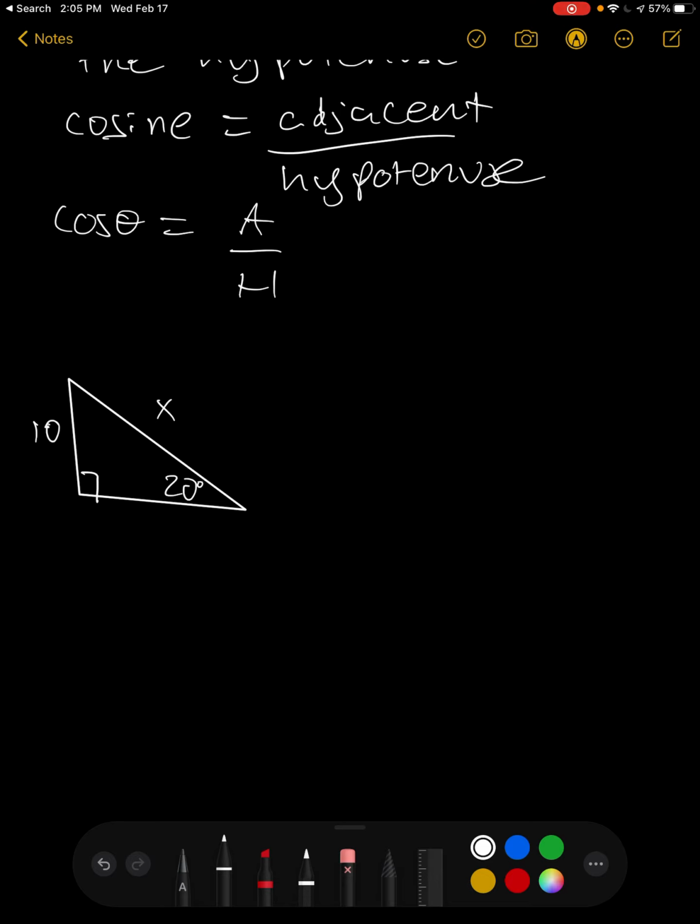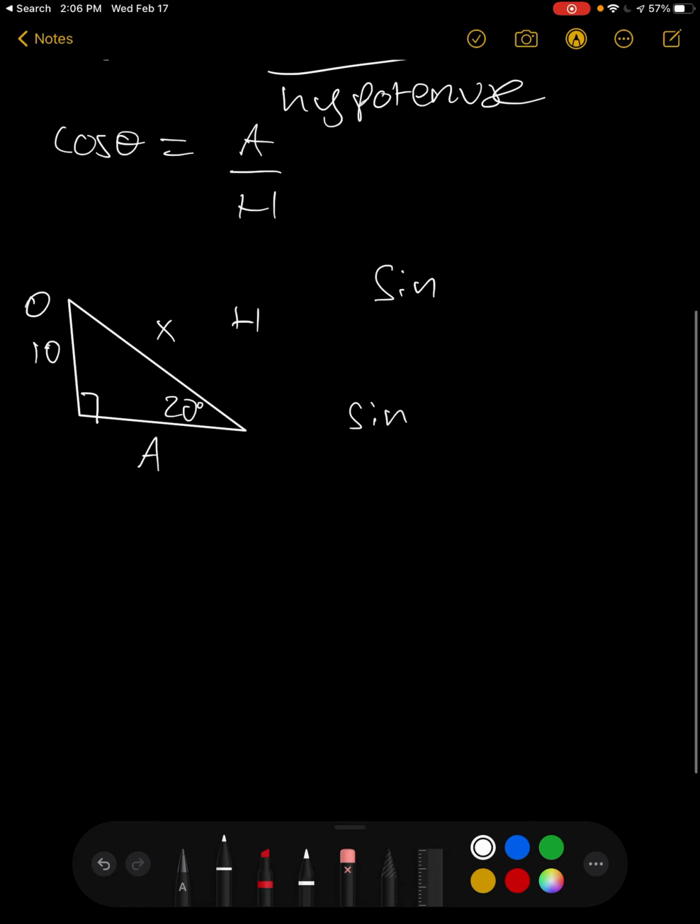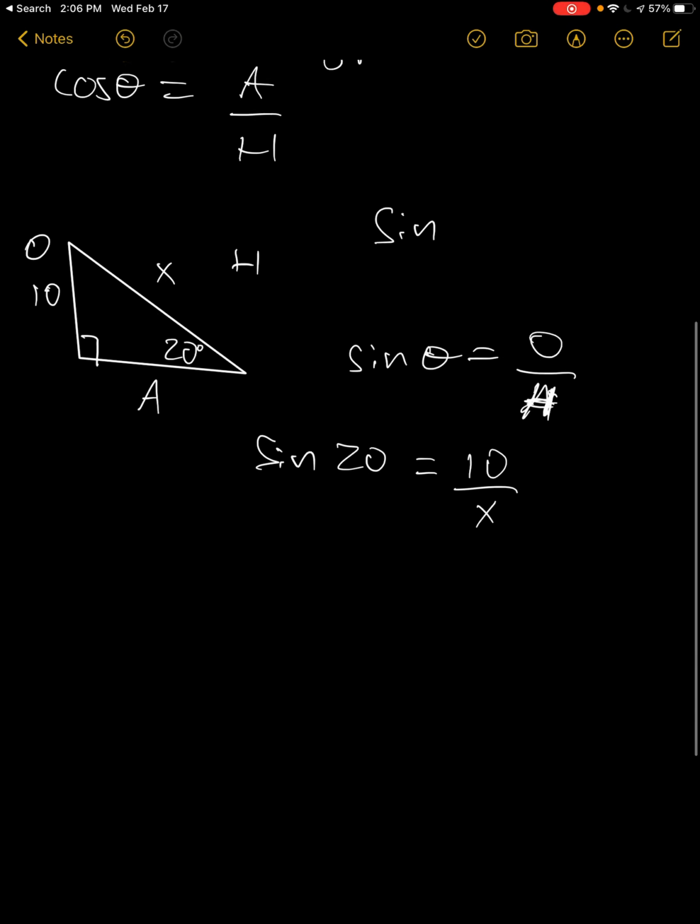So in order to look at this, we're only given the opposite side and the hypotenuse. So you know that you have to work with sine. So let's write this down again. So sine of theta is equal to O over H. Then we can just substitute values in. So the sine of 20 degrees is equal to the opposite side over hypotenuse, sine is opposite over hypotenuse, I'm sorry. So sine of 20 is going to equal 10 over x.